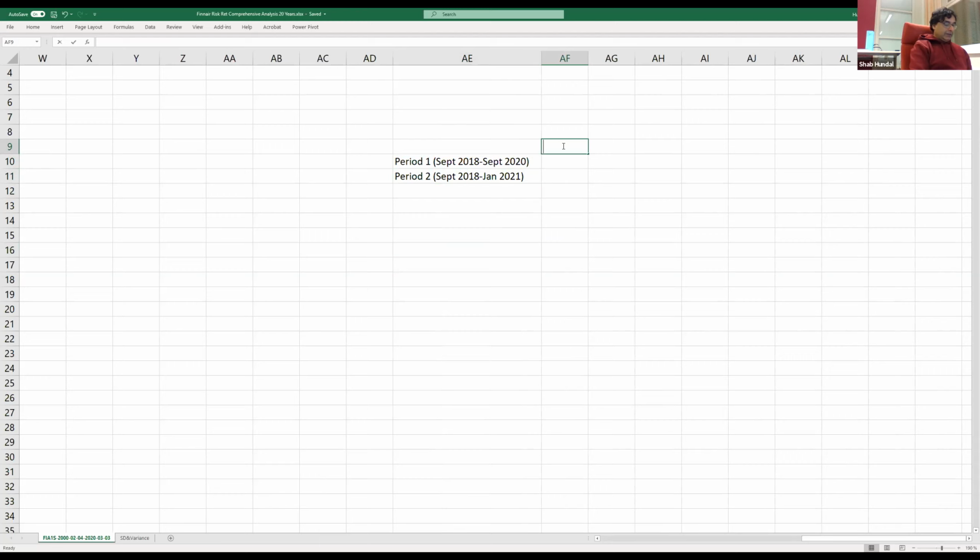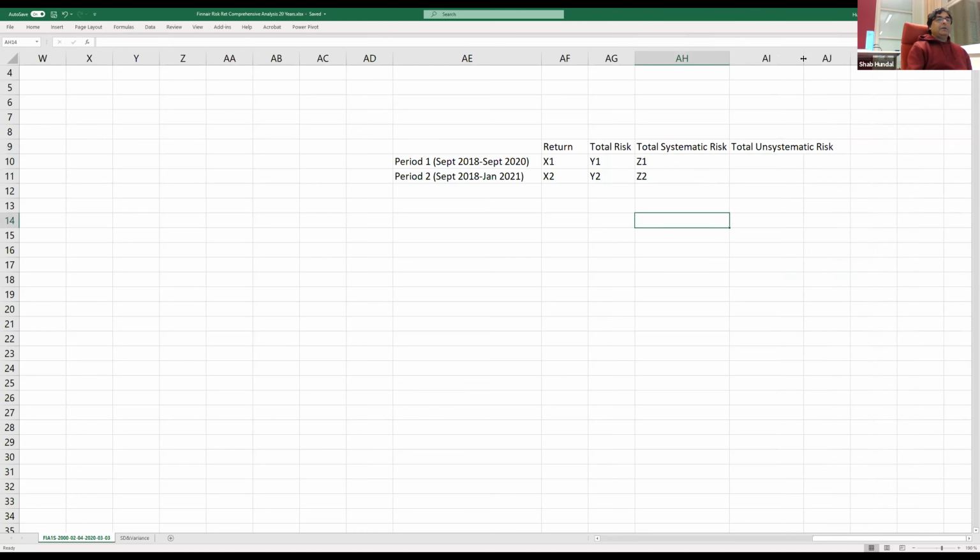And then here you have the return. So X, and then you have total risk here. Let's call it Y and Y. And then you have the total systematic risk here. Let's call it Z and Z. And let's call it X1, X2, Y1, Y2, Z1, Z2, and then total unsystematic risk. Let's call it A1.